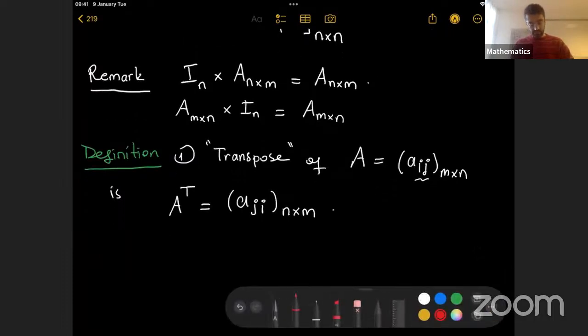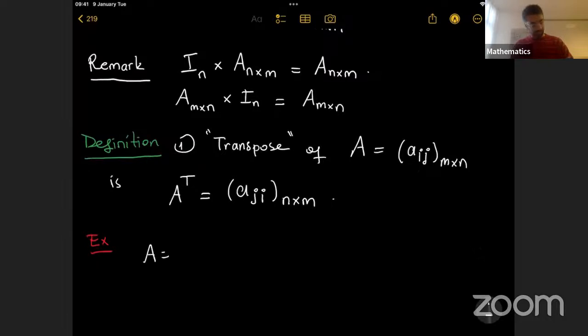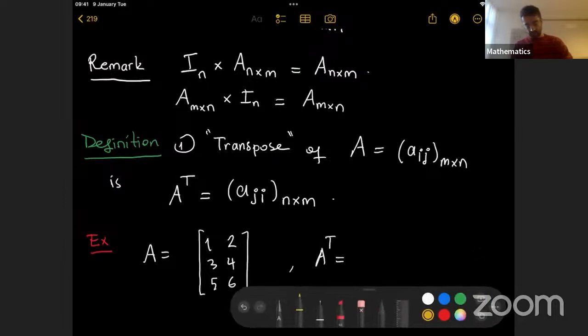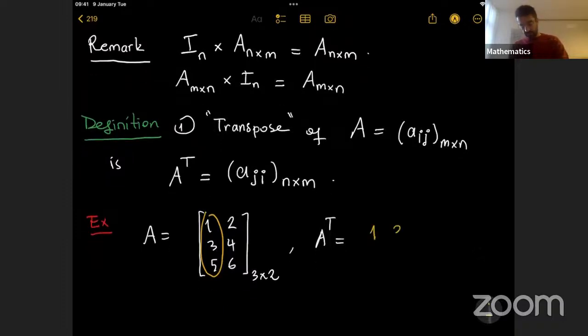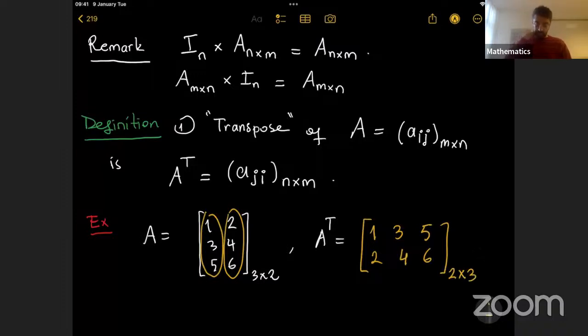Let me give an example of it. A quick example. Let's say A is 1, 2, 3, 4, 5, 6. It's a 3 by 2 matrix, okay? And for its transpose, what you do is basically you take the first row and it becomes the first column. So you write it like this, 1, 3, 5, okay? The first column becomes the first row. The second column here becomes the second row, 2, 4, 6. And it's a 2 by 3 matrix, okay? Clear?